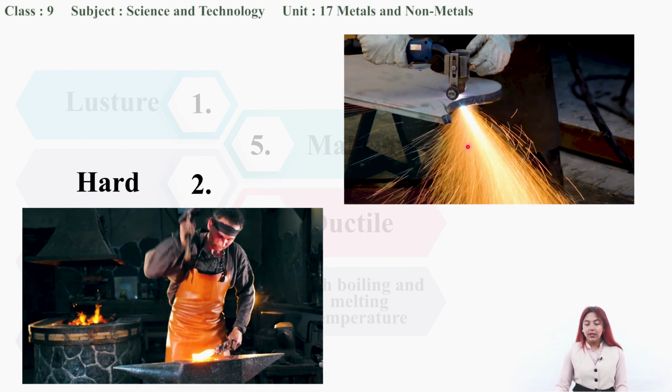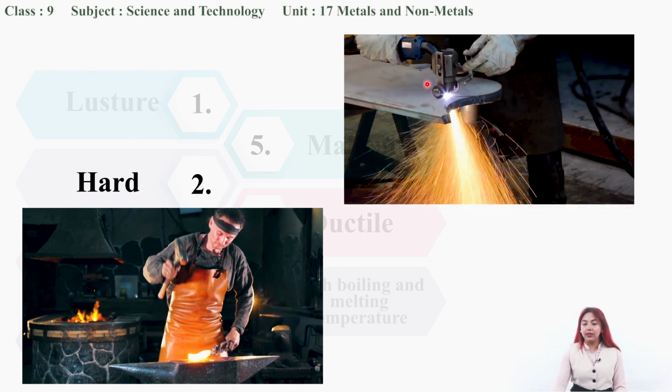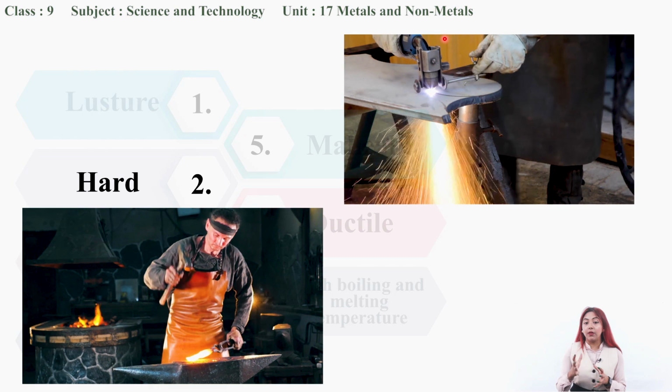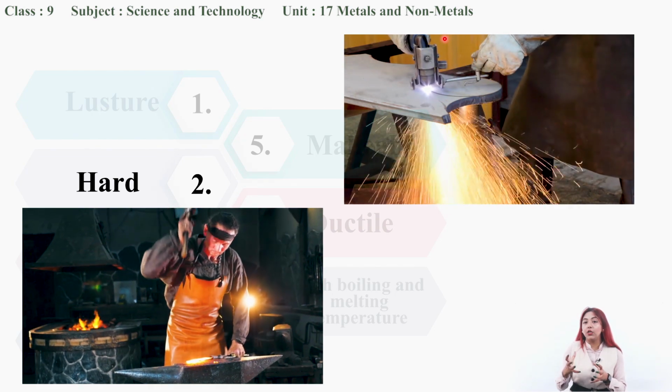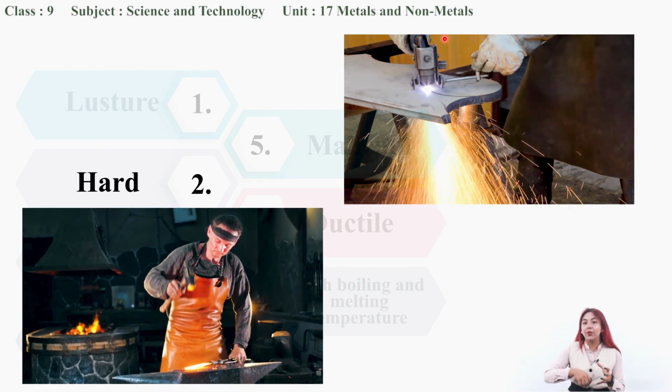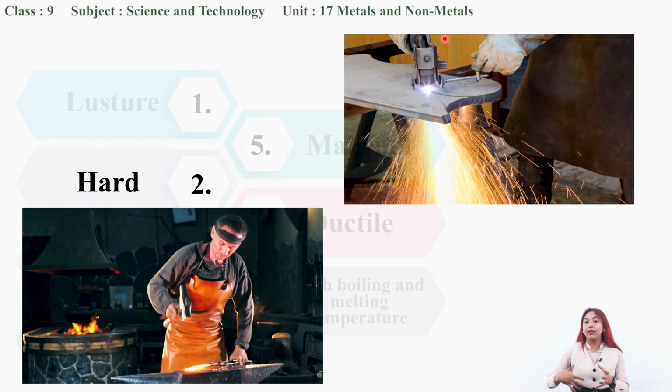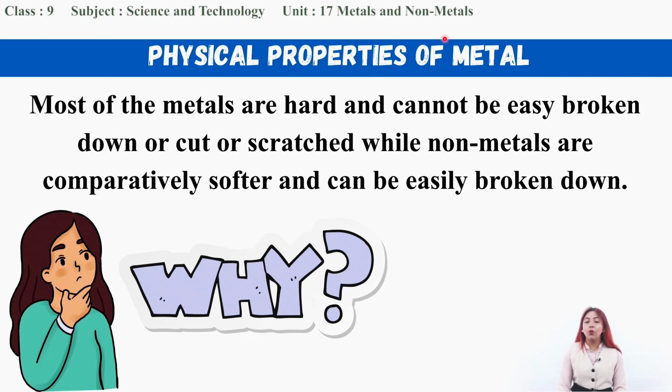Similarly, you can see that here, to cut this piece of metal, various heavy instruments, highly technological instruments are required, because since metals are hard, we cannot cut it easily as well. So most of the metals are hard and cannot be easily broken down, cut or scratched, while non-metals are comparatively softer than the metals and they can be easily broken down.